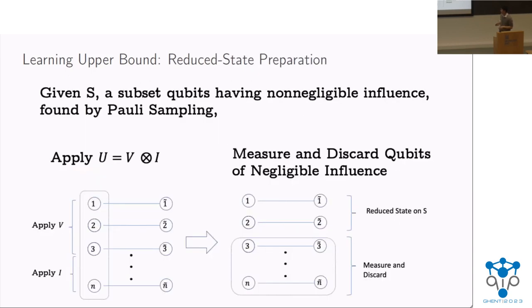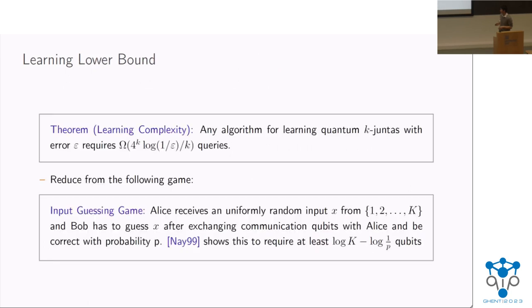Okay, so these are some details, but let me just briefly talk about the lower bound. So we talked about an algorithm that will learn a quantum junta in 4^k queries. So we need to show now a matching lower bound. The way we do this is with communication complexity. So in particular, we have this input guessing game that we reduce from. And in this game, Alice is given a random input. And Bob has to communicate with Alice quantumly, and after communicating with Alice, output a guess for what that input is.